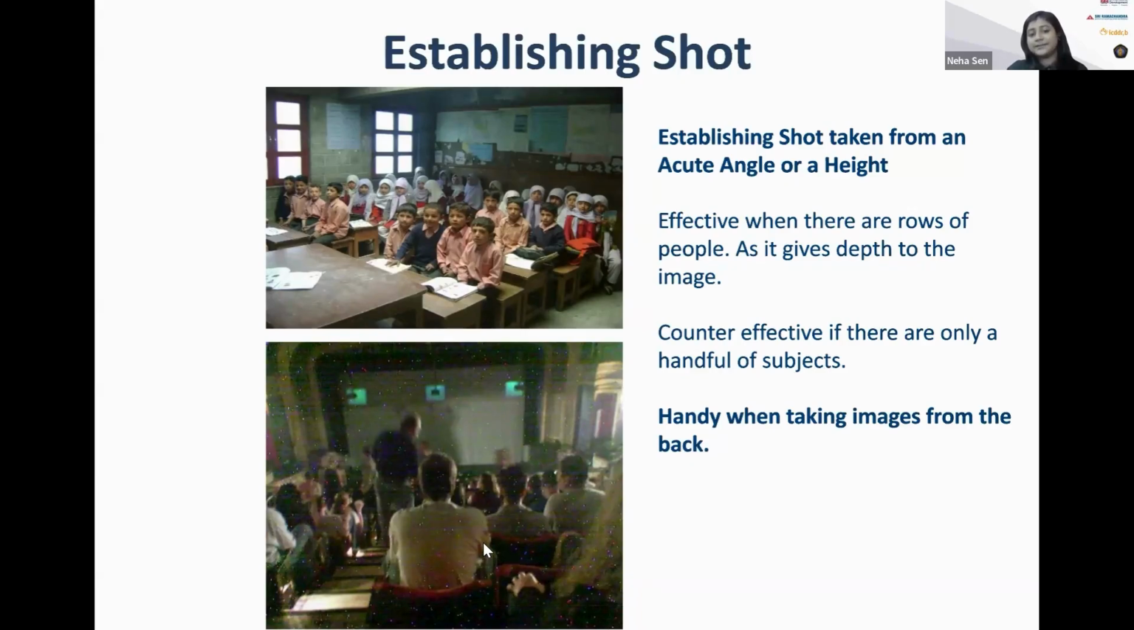Similarly, here you're getting a depth of people within the cinema hall or something like that. This is a handy trick when you're taking images from the back. And it's also a handy trick when you're navigating the consent issue of, I can't get so many people to consent, I don't have the time, but I want to document the fact that we've had this activity with so many people. In that case, if the photographer were to stand here and take an image, your problems will be solved and you'll be able to circumnavigate that issue.